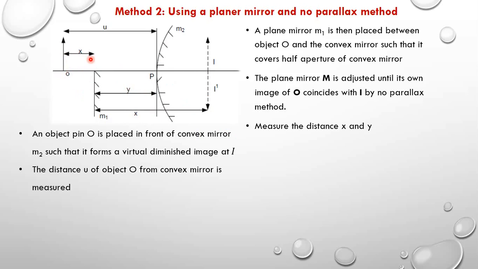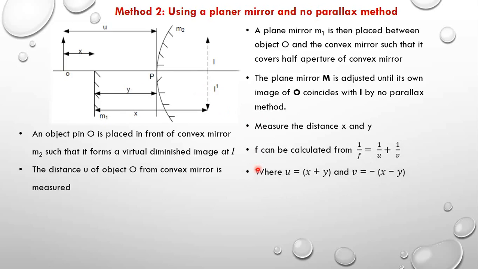Remember, if this is x for a plane mirror, the image distance is also going to be x. So that's how we see this one is also x. So if I want the distance PI, it is going to be this x minus this y. But it's going to be virtual, so it's going to be negative. So we shall use the formula 1 over f is equal to 1 over u plus 1 over v, where u is equal to x plus y and v is equal to negative (x minus y).